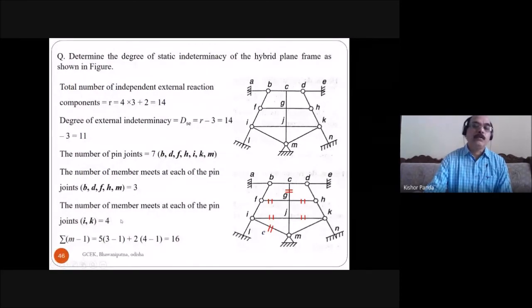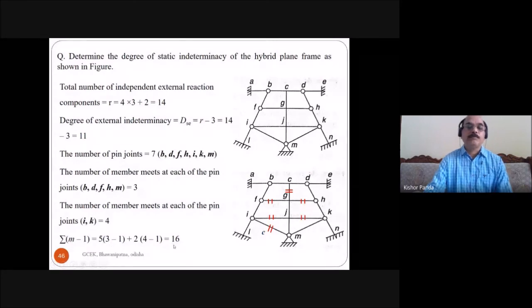Then you find out the summation of m minus 1. Here, how many joints? 5 joints with 3 members each, so 5 into 3 minus 1. And here how many joints? 2 joints, I and K. How many members meet at this joint? 4 members. So 2 into 4 minus 1. Then the summation of m minus 1 is equal to 16.